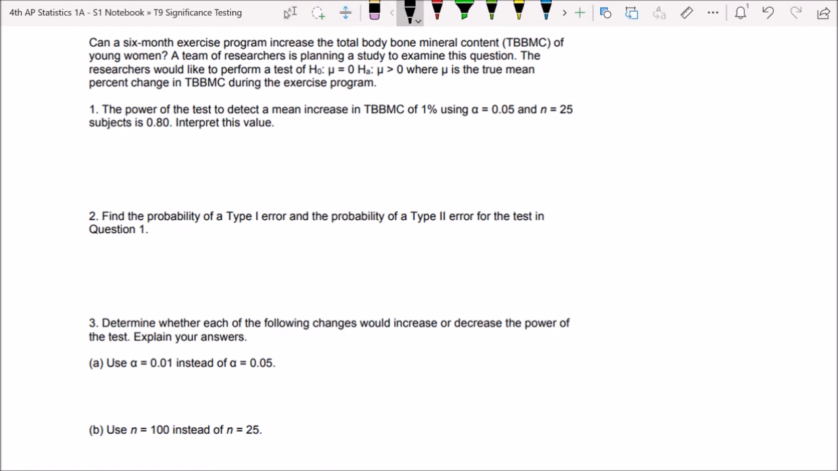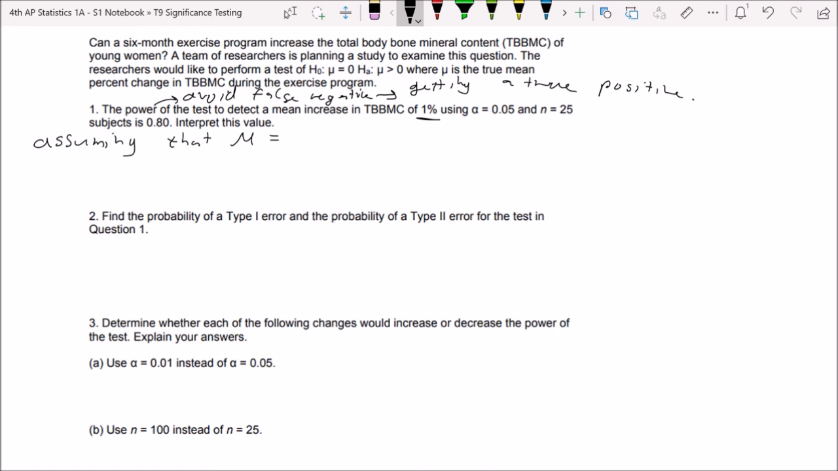If you're doing it with me, I want to remind you that the power is, yes, avoiding type 2, avoiding a false negative, which is the same thing as getting a true positive. So it would be like this, a true positive at a true mean of 1%. So we could say something like this. Assuming that mu is 1%, we'll write it the way they wrote it, is 1%.